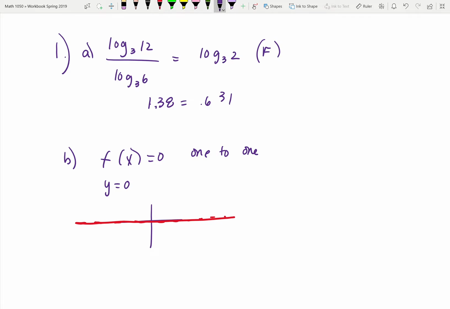And 1 to 1 means it passes the horizontal line test. But if I drew a horizontal line right there, it would pass it everywhere along that line. In order for it to be 1 to 1, a horizontal line can only hit it once. That hits it an infinite number of times. So that is false.